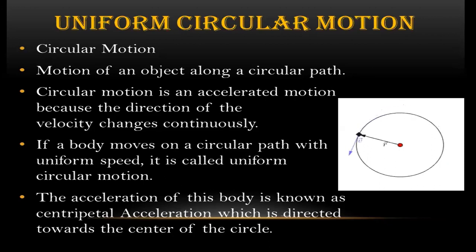So I'll repeat. When a particle moves with a constant speed in a circular path, its motion is said to be a uniform circular motion. So the speed of the particle is uniform, but the direction of motion of the particle keeps on changing, which means its velocity is changing. So it is not an unaccelerated motion, it is an accelerated motion. So this accelerated motion of a particle which is moving in a circular path is what we call a uniform circular motion.